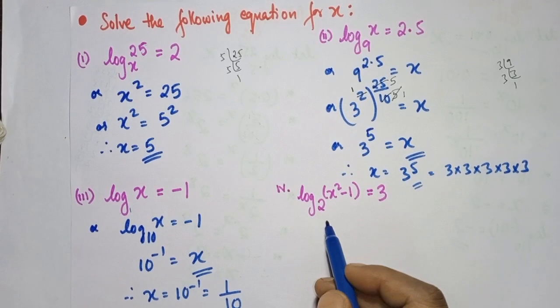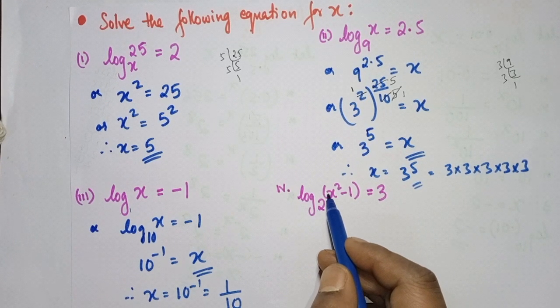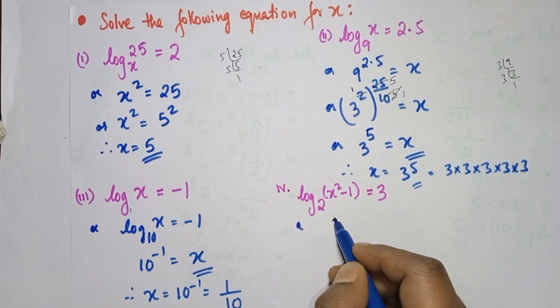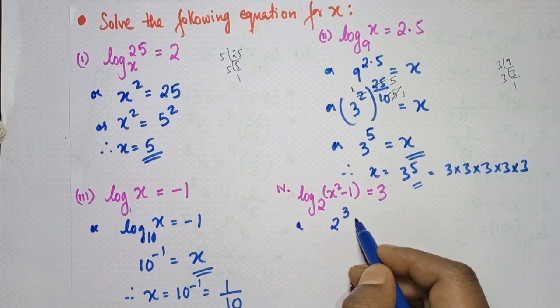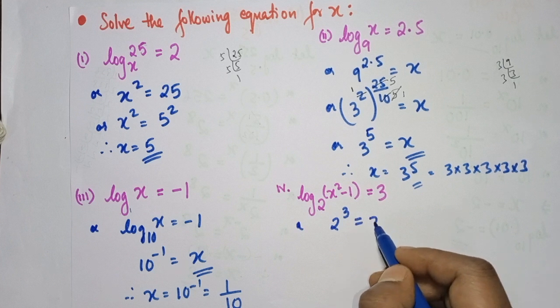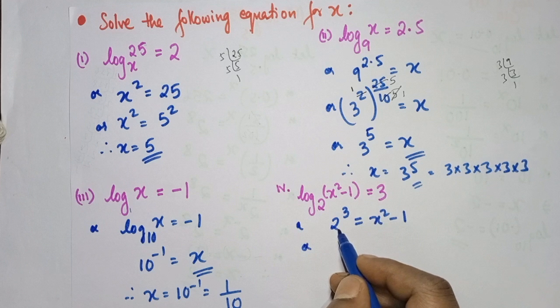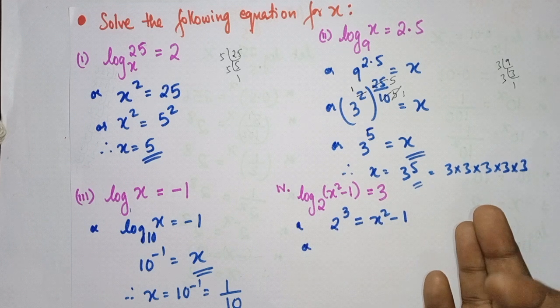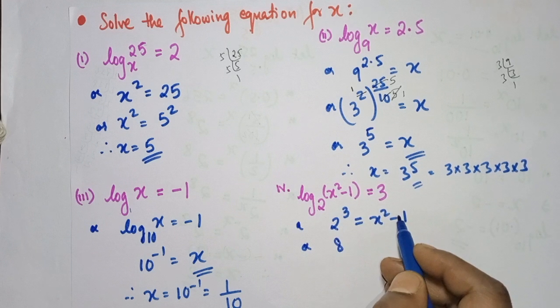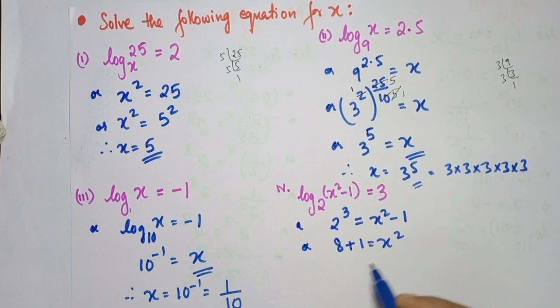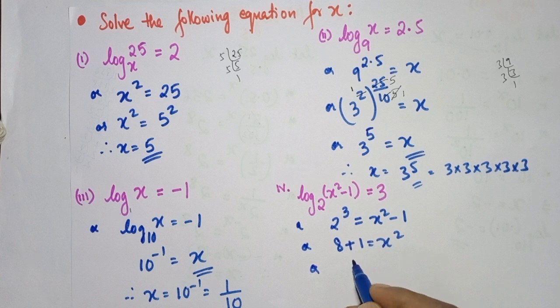So here we have another question. You can see log base 2, in this we have bracket x square minus 1 equals 3. So how can I write this? This 3 will go to that side. 2 to the power 3 equals, what can I write, x square minus 1. So 2 to the power 3 is 2 into 2 into 2. So this will be 8. This minus 1, when I bring it to this side, it will be plus 1 equals x square. So I'll get 8 plus 1 is 9 equals x square.